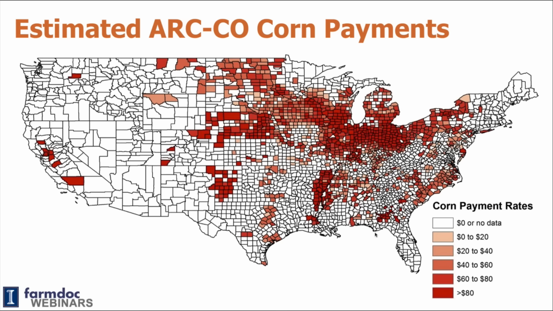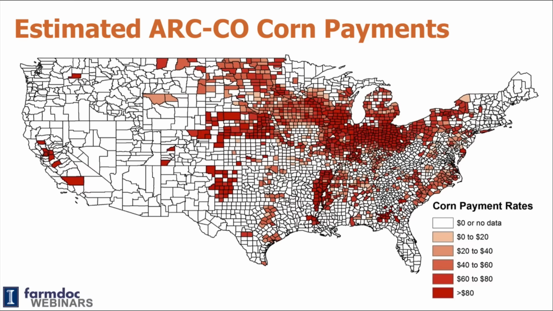I did include another map here with estimated payment levels. Again, this is only showing you the counties where we have a NASS yield. So if you're in a county that's white here, it doesn't necessarily mean you won't have an ARC payment or an ARC program this year. It's just that we don't have a yield yet to get an estimate for that.